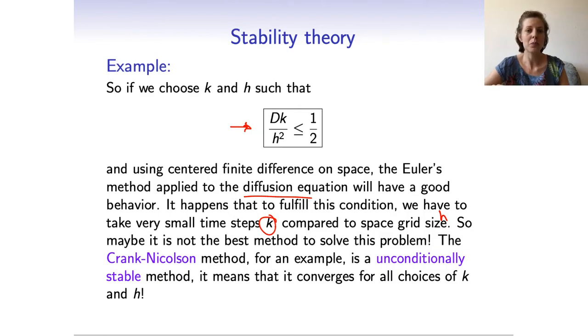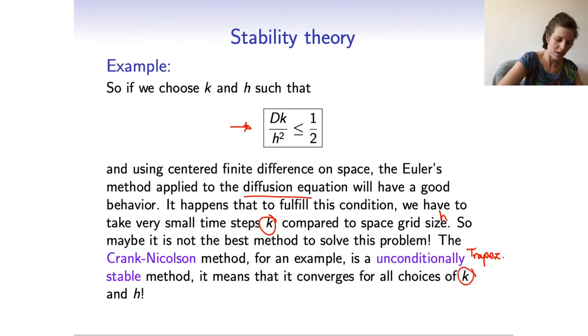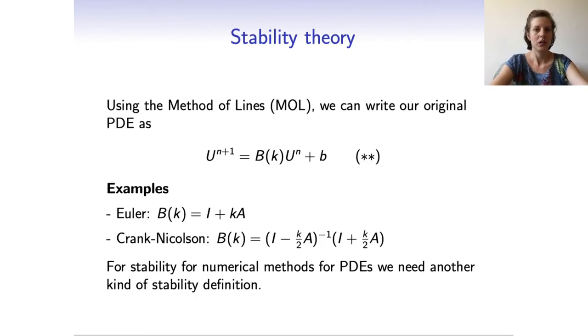The Crank-Nicolson method is when we use this centered finite difference spatial discretization together with the trapezoidal method. So Crank-Nicolson is the trapezoidal method. It is unconditionally stable, and it means that it converges for all choices of K and H.